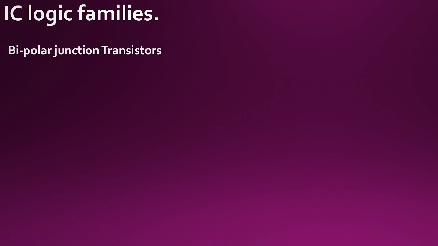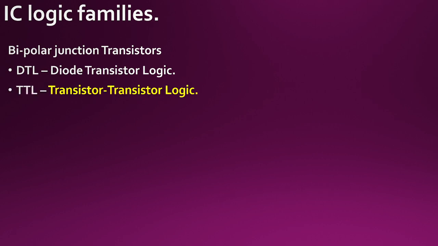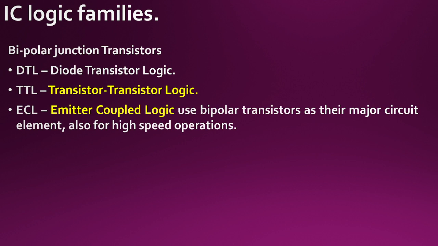Now let's have a look at the logic families. We have the bipolar junction transistor families. Those are DTL, diode transistor logic. Then we have transistor logic. Then we have emitter coupled logic, that is ECL. These use bipolar junction transistors as their major circuit component, and they offer very high speed operation.